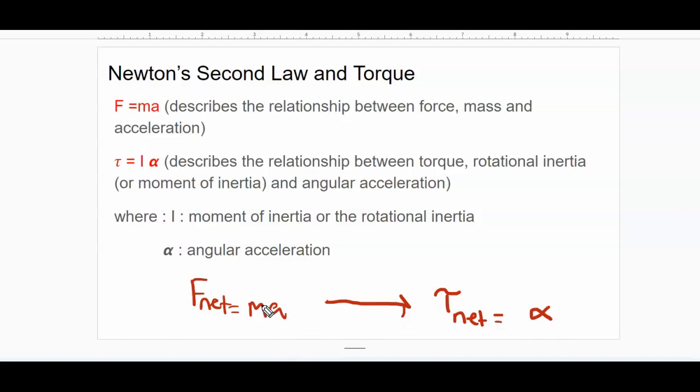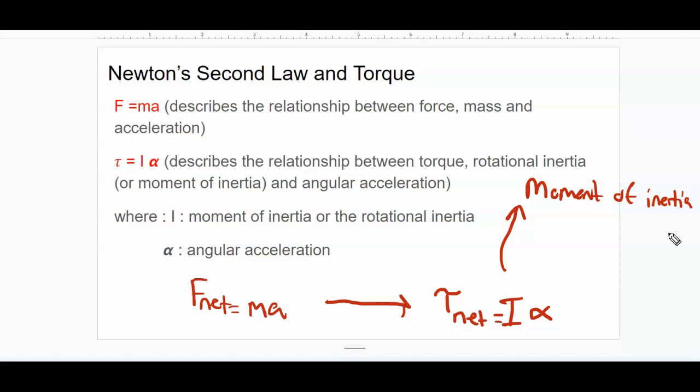But what is the rotational version of mass? The rotational version of force is torque, and the rotational version of acceleration is angular acceleration. The rotational version of mass is what we call I, capital I, and this is called the moment of inertia, or sometimes you'll see this called rotational inertia. Just to give you an idea of what moment of inertia represents.